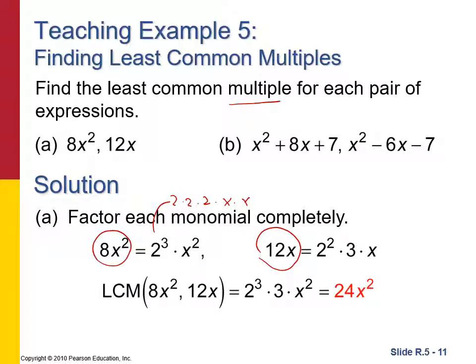And so the least common multiple, notice you find the highest version of each factor and you multiply it together. So here we're doing 2 cubed and x squared and 3. Okay, and you take them all and you multiply them together.